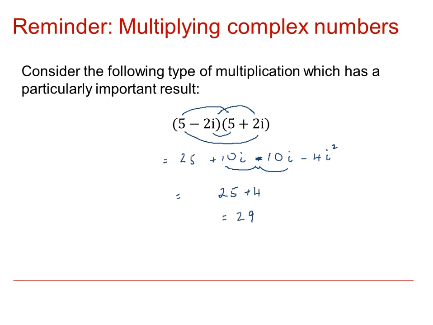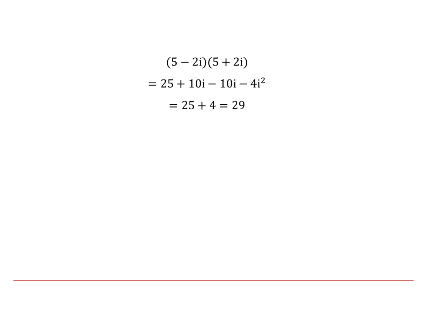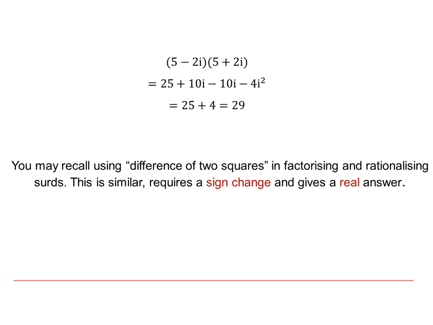Now, this is a special type of result where we're multiplying two numbers, one which is plus something times i and the other one which is minus something times i. So this is similar to using the difference of two squares. In fact, it is the difference of two squares, but we're using it with imaginary numbers. And so numbers such as 5 minus 2i and 5 plus 2i are known as complex conjugates.